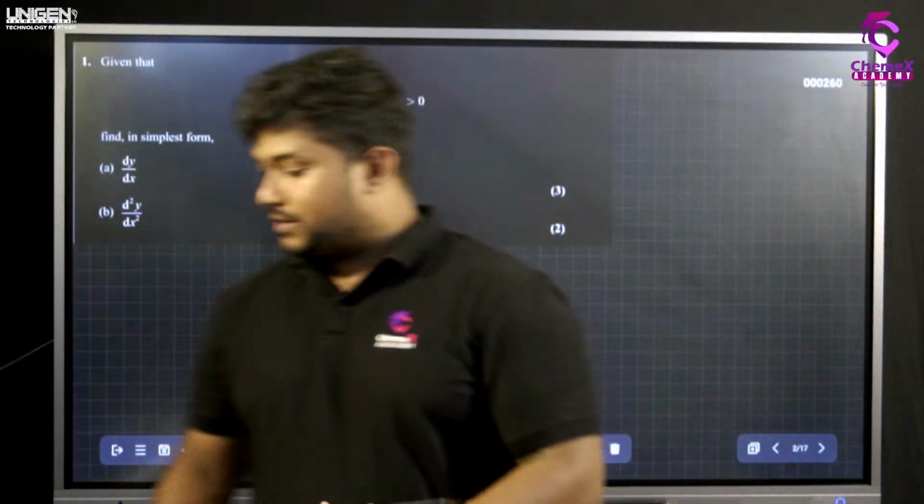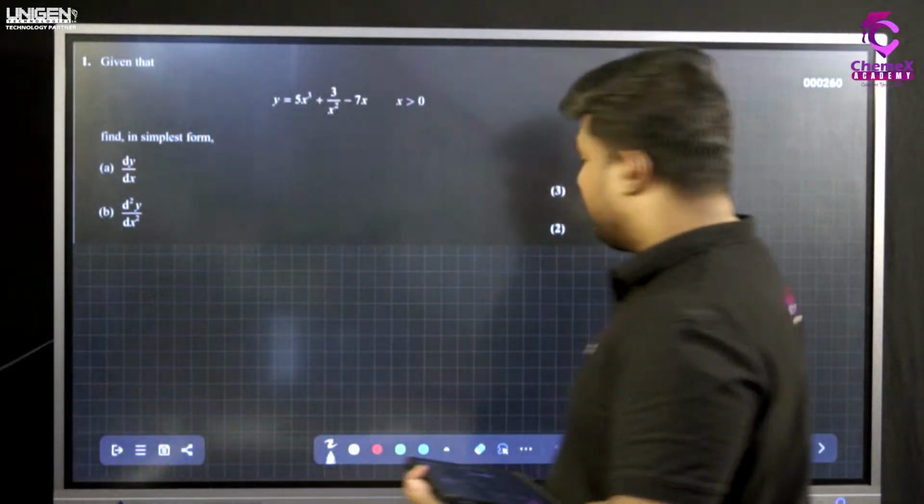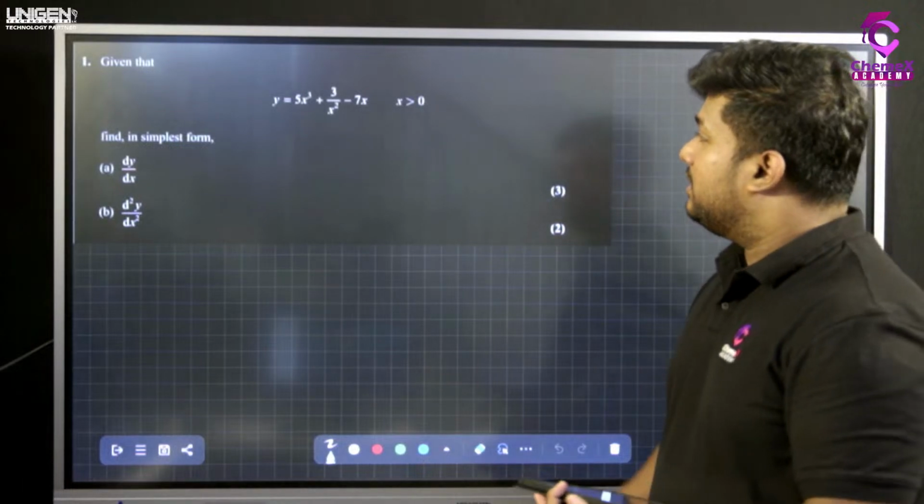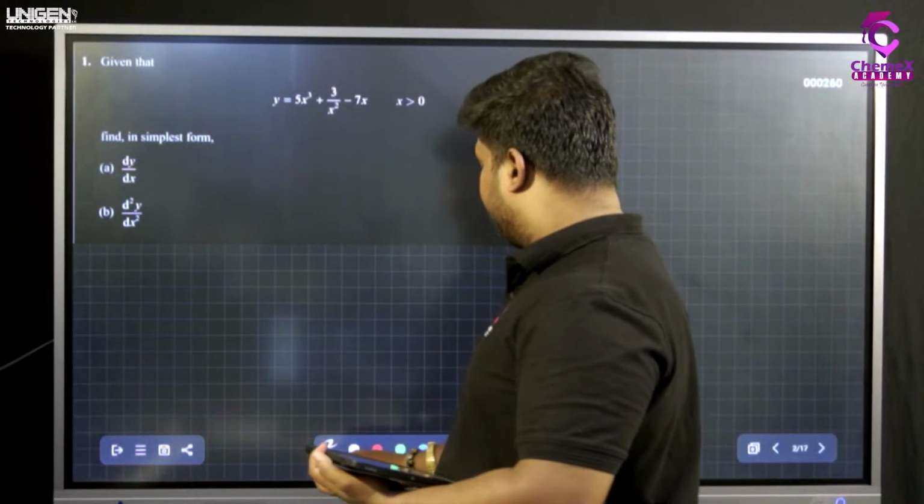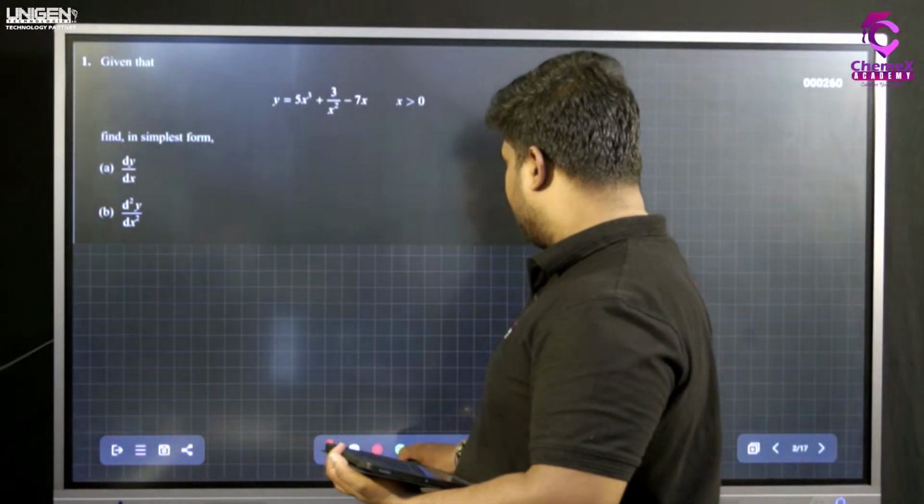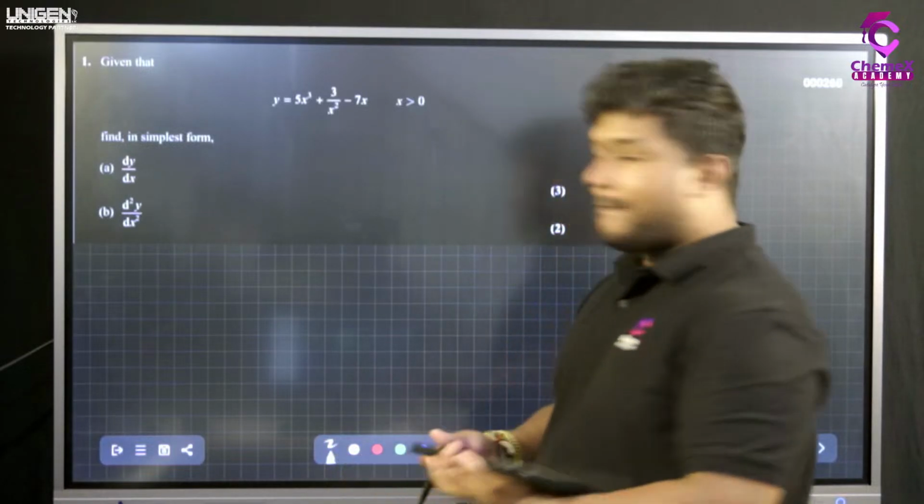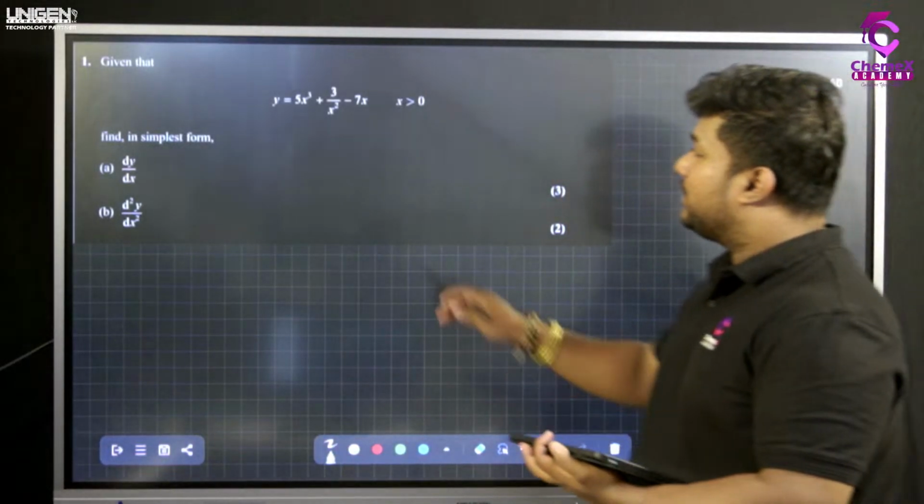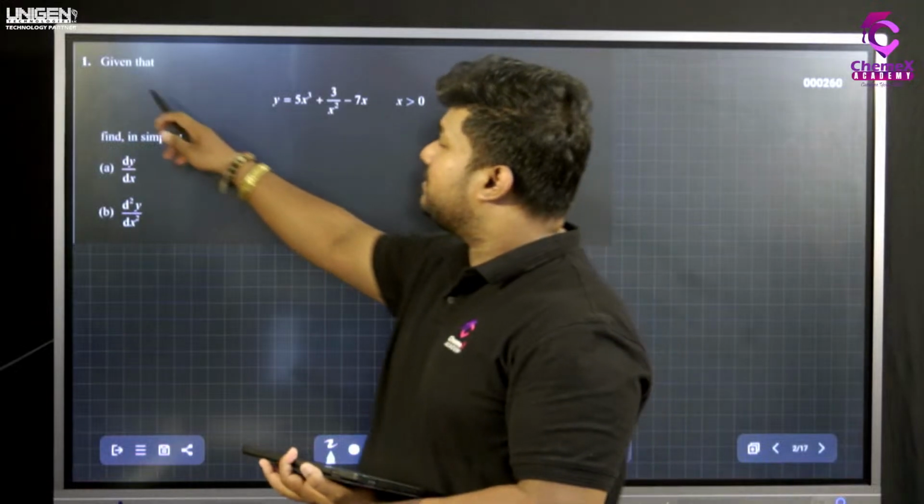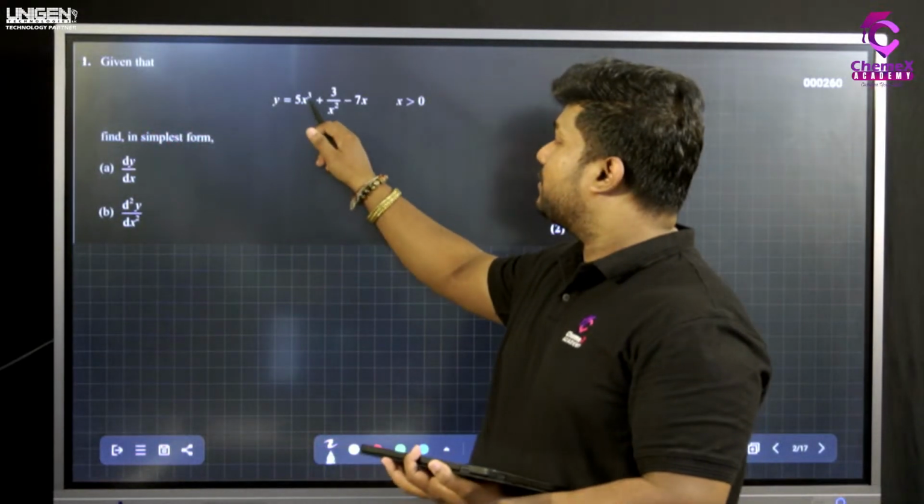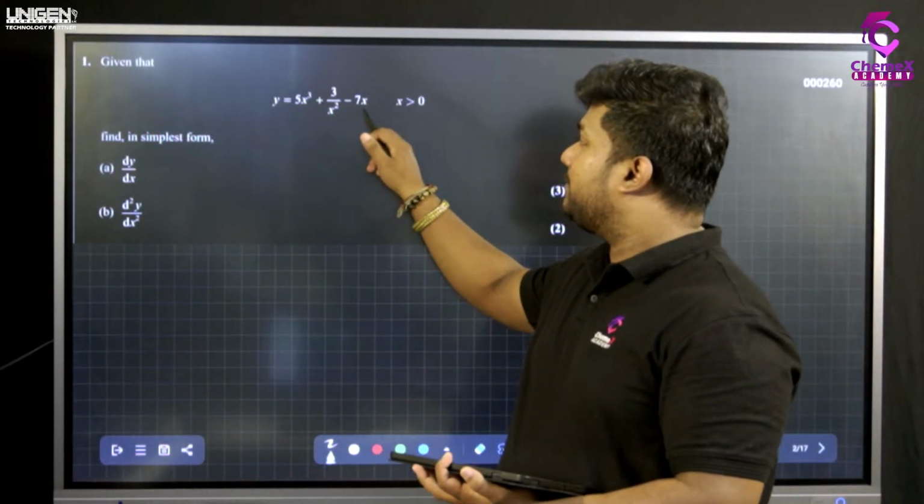Let's start with the first question of 2023 October. First question: did you try it beforehand? No? So this question is about given that y equals 5x to the power 3 plus 3x squared minus 7x.